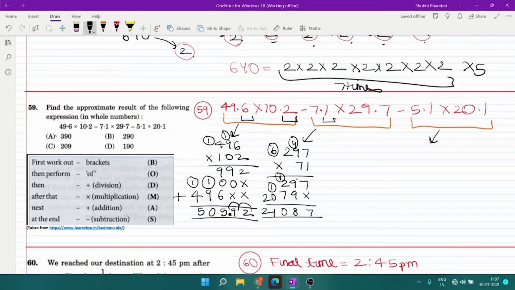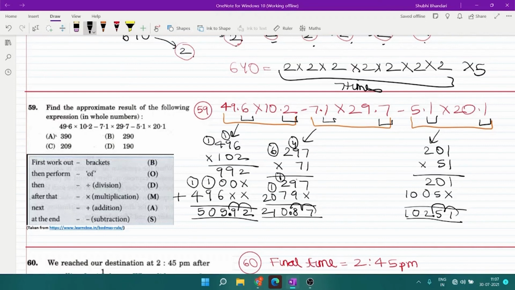Again, there are two decimal places here. So, two spaces chhod ke we will put the decimal point here. And finally, 201 into 51. This gives us 201, 5 into 0, 0, 5 into 2, 10. Adding 1, 5, 2, 0, 1. And again, since there are two decimal places, we leave 2 and we put the point here. So 102.51.